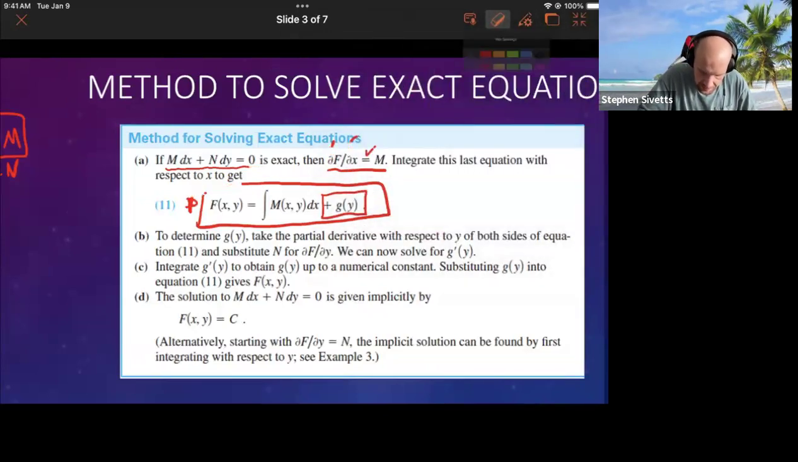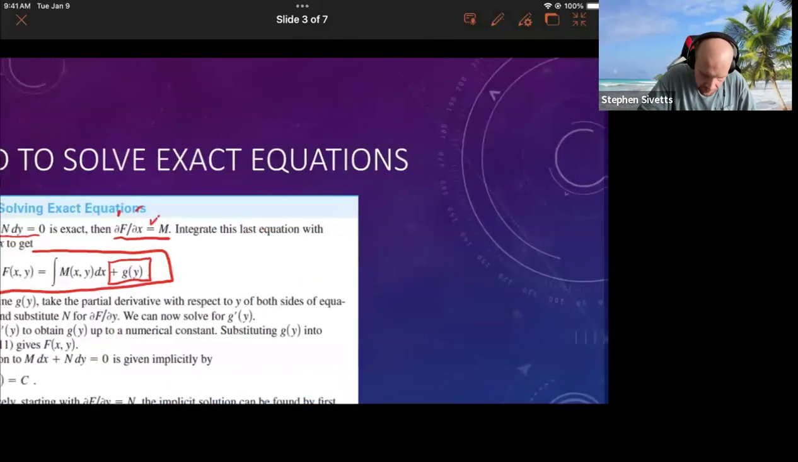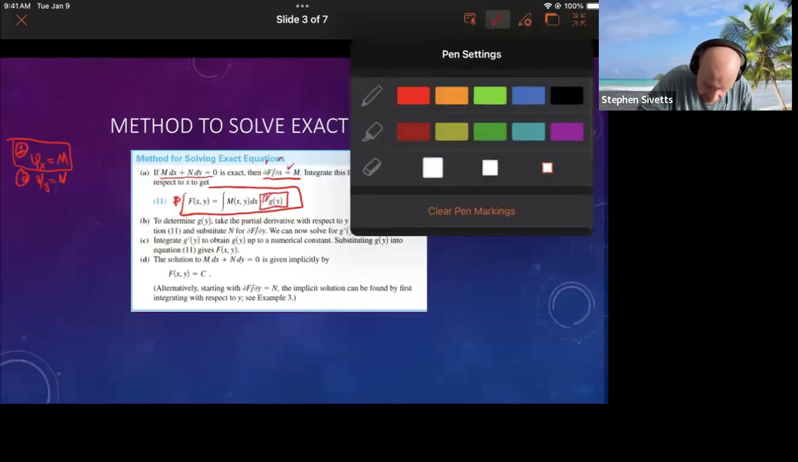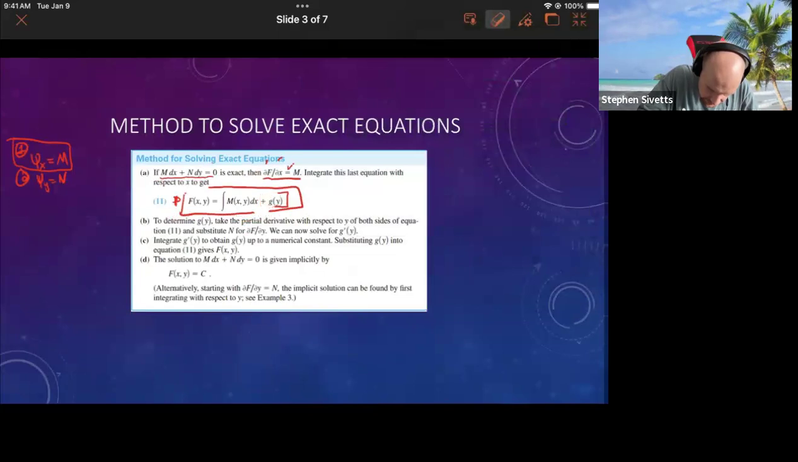You'll have not only a constant, but it's also a function with respect to the other variable. Okay, so I'll go over this in detail with some examples.